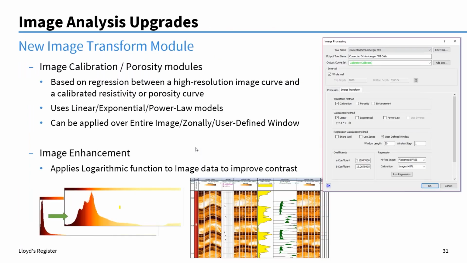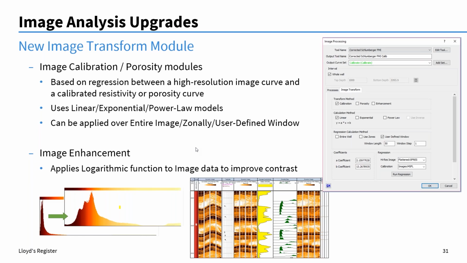Right, other little features we've added. I'm keeping a track on the time here. We've added an image transform module, which is actually a 3-in-1. The first part of it provides an image calibration. It takes a high resolution image curve. It could be the average value of the entire image, or it could just be one pad that you've given it. And we basically regress it against a calibrated resistivity, so typically an MSFL curve.